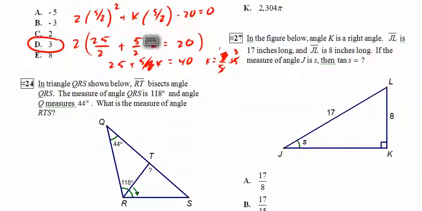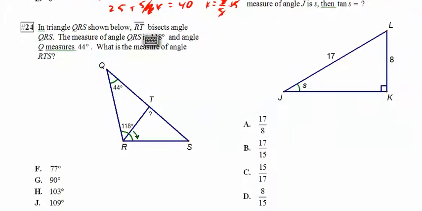In triangle QRS, RT bisects the angle. So that means this is 59 and this is 59. Angle Q measures 44. What's the measure of angle RTS? This is actually an external angle. I can just add these two together, but that causes all sorts of problems. So I just tell people this is 77, based on 77, 59, and 44 all adding up to 180, and that means this has to be 103.